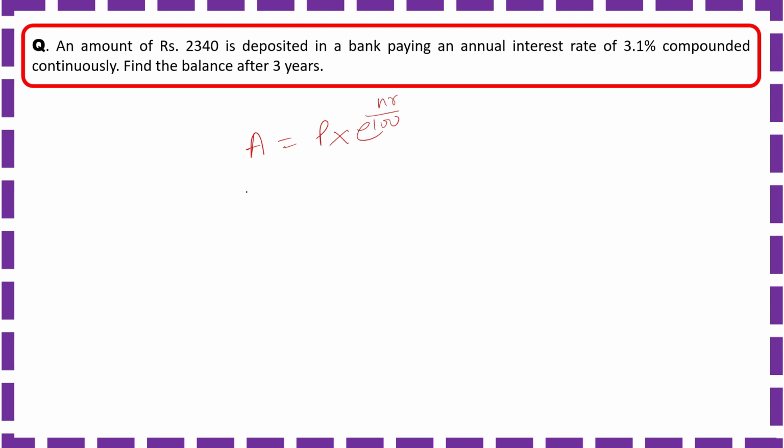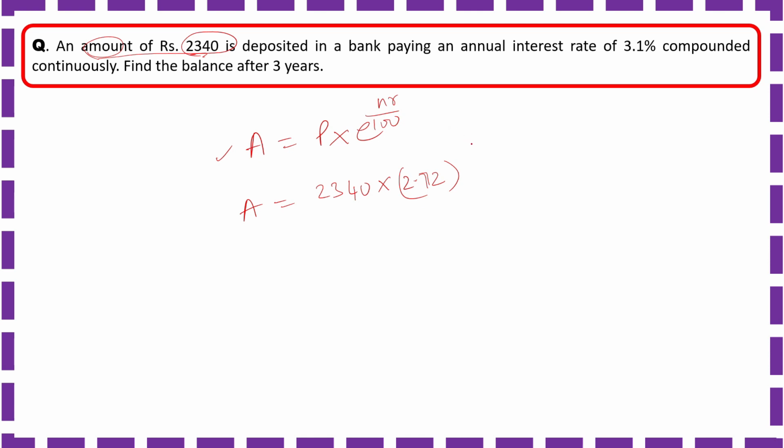So what is the amount? See here, amount, don't get confused with this amount and this amount. An amount of 2,340 is deposited in a bank. So this amount is principal, not the amount in which interest is embedded. Okay, here principal is 2340, so A is equal to 2340 into, we know e as 2.72, right?